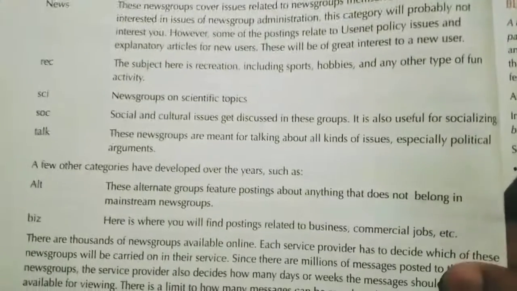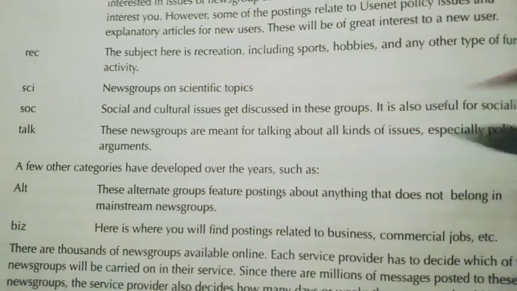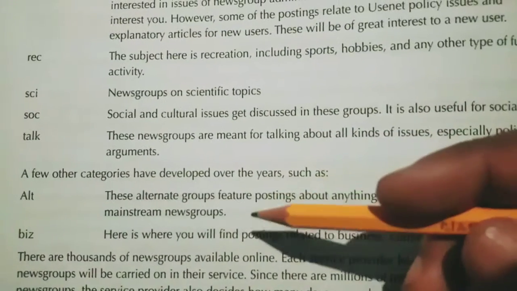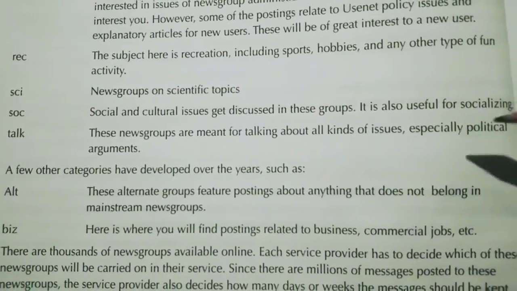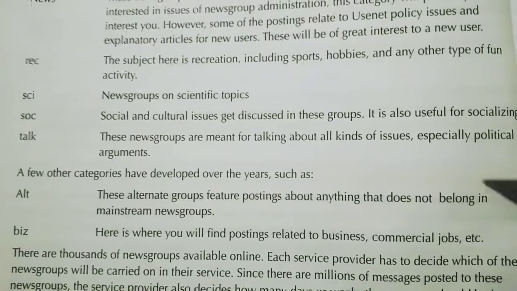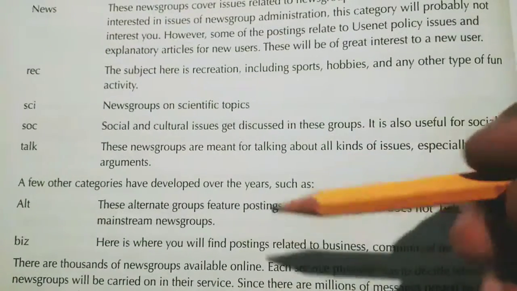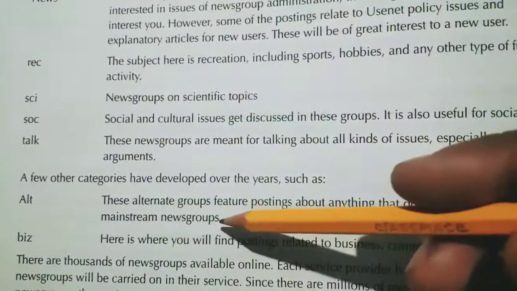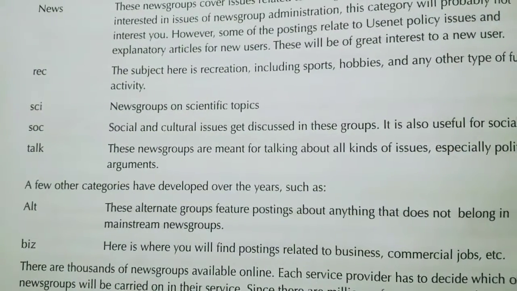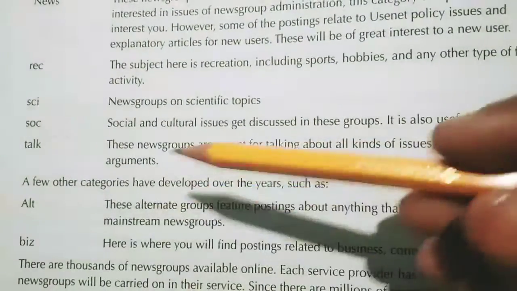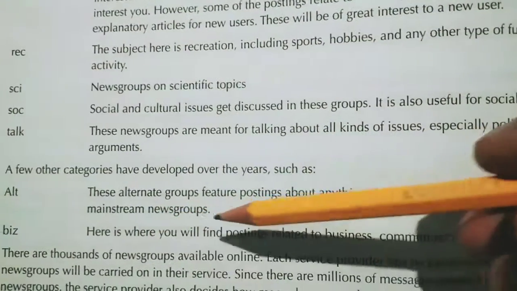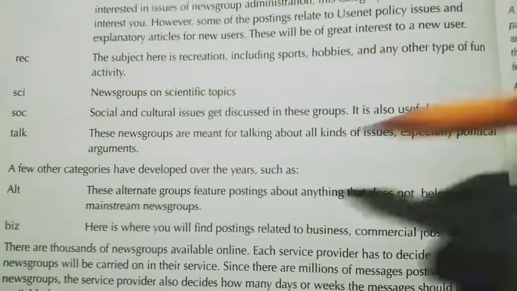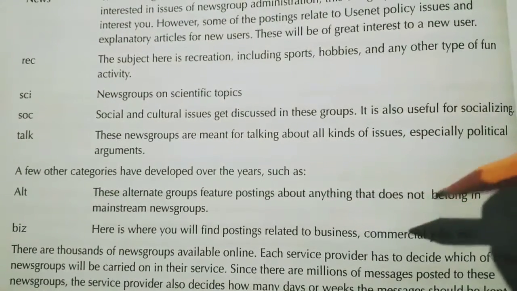A few other categories have also developed over these years, such as ALT. ALT means these alternate groups feature postings about anything that does not belong in the mainstream groups. That means the things which are not included in the mainstream can be posted here in the alt group. Then BIZ means here is where you will find postings related to business and commercial jobs. So this is related to business and commercial jobs.